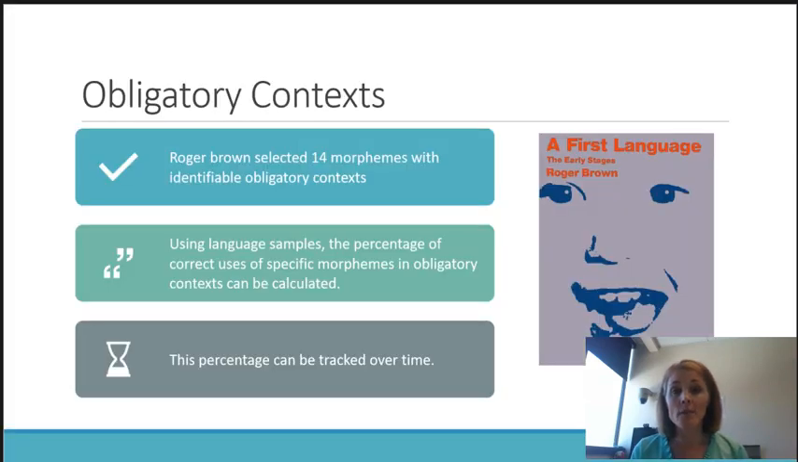So Roger Brown made sure that the 14 morphemes he selected all had identifiable obligatory contexts and were all produced with enough frequency to be able to look at these. And using the language samples collected from the 3 children, he calculated the percentage of correct uses for each of these specific morphemes. So every time there was an obligatory context would be the denominator, and then every time it was included would be the numerator, and then you could get a percent of inclusion. And then this percentage can be tracked over time to measure grammatical progress in a child.